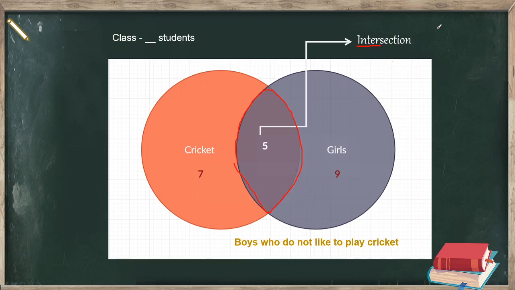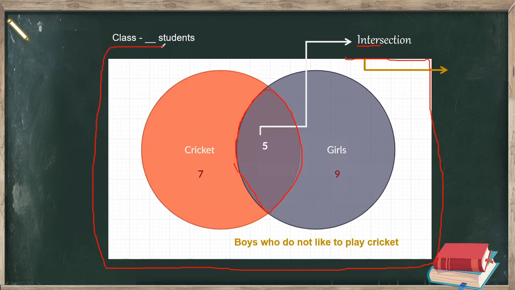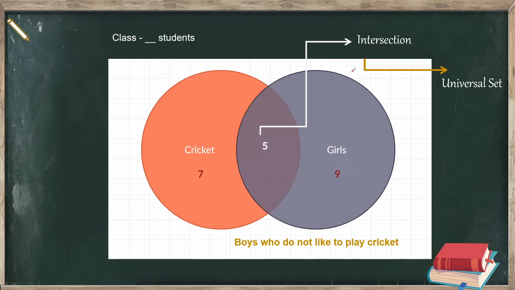Intersection is a place where both the circles interact. Then we saw that this whole rectangle, not the white space, just the whole rectangle outside, is the universal set. Why do we call it universal? Because this is my universe. In this question, everything that I want to know is given in this rectangle.